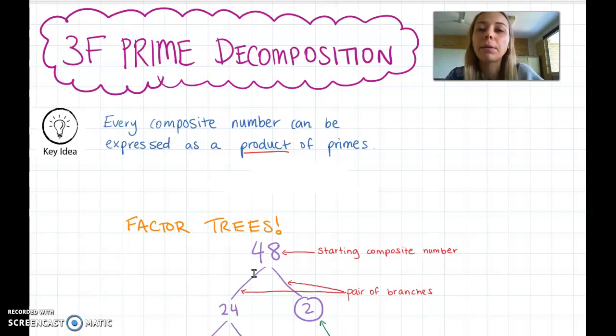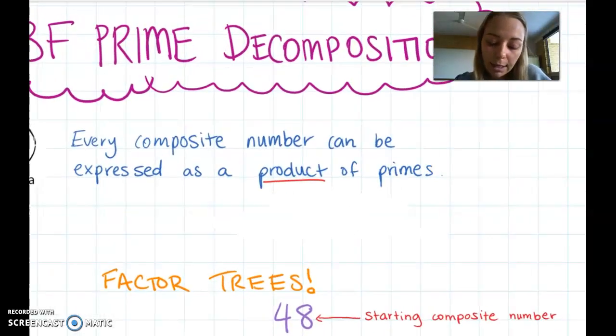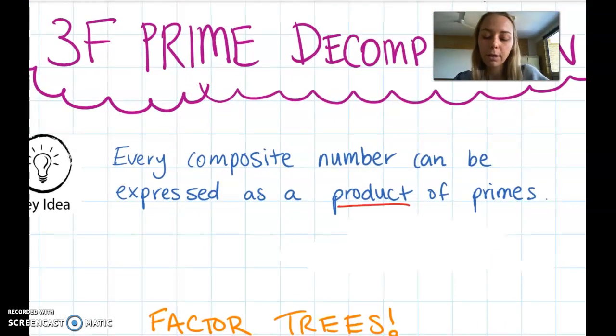You really need to keep that one in mind because we are breaking down composite numbers today. Composite is the opposite of prime, so they have more than 2 factors. We're breaking composite numbers down into their prime components. That's what decomposition means, to break it down. So our key idea is that every composite number can be expressed as a product of prime numbers.